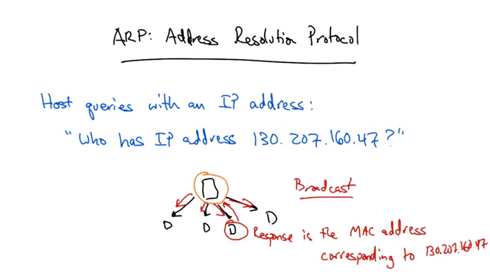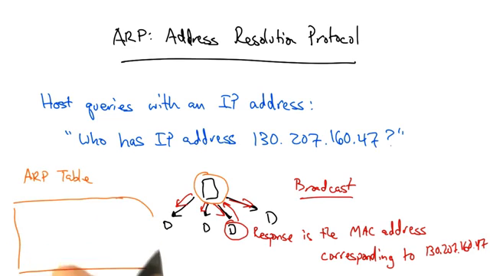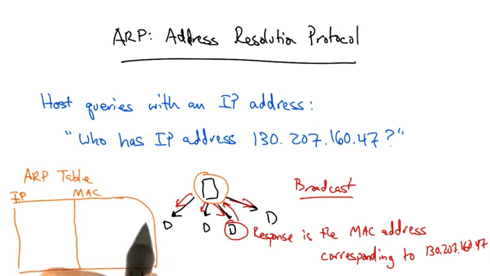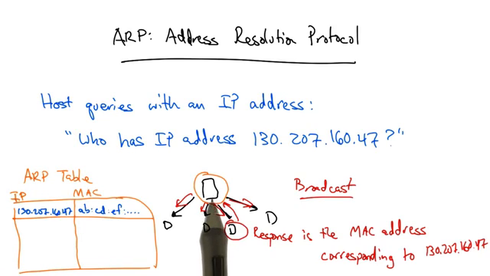When the host that issues the query receives a reply, it starts to build what's called an ARP table. Its ARP table then maps each IP address on the local area network to the corresponding MAC address. Now, instead of broadcasting an ARP query to discover the MAC address corresponding with this IP address, the host can simply consult its local ARP table.